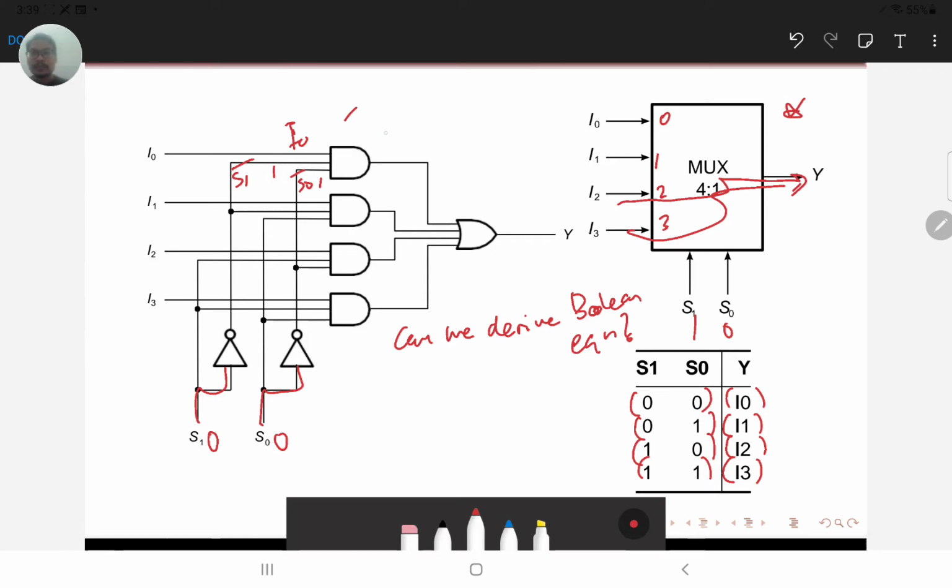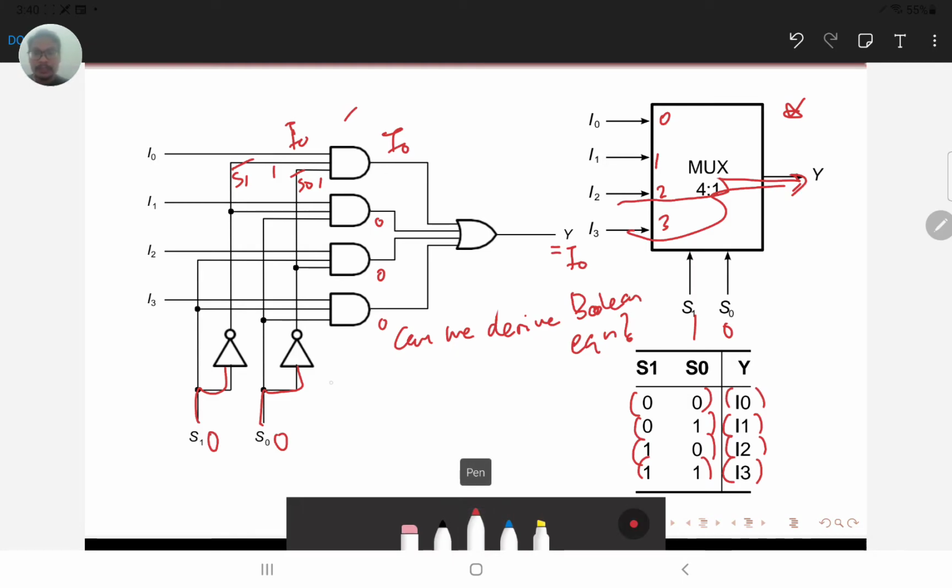Okay, so 1, 1 there will give you I0. So I0, naturally all the others will be 0. So all this will be 0, and therefore our y is equal to I0 at the condition when our S1 and S0 are both equal to 0.